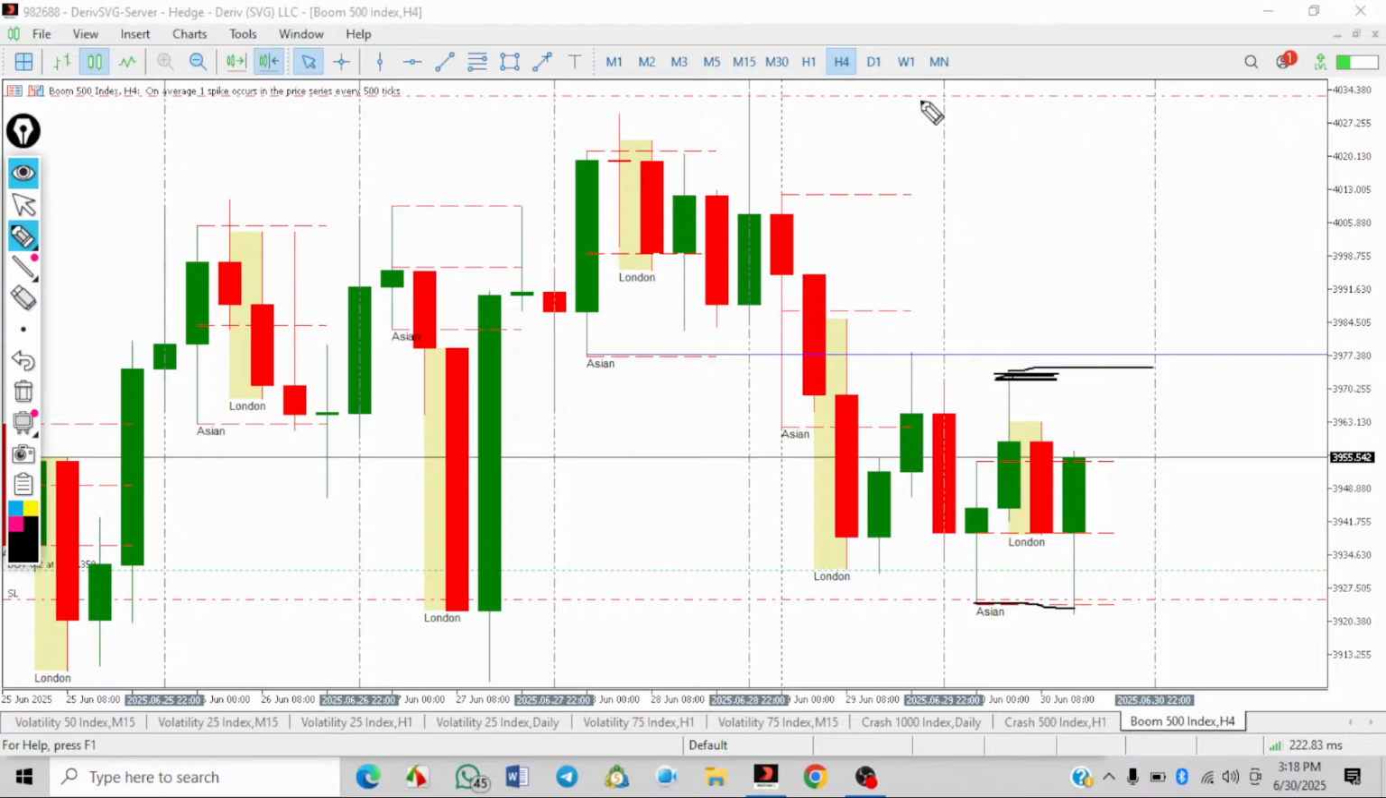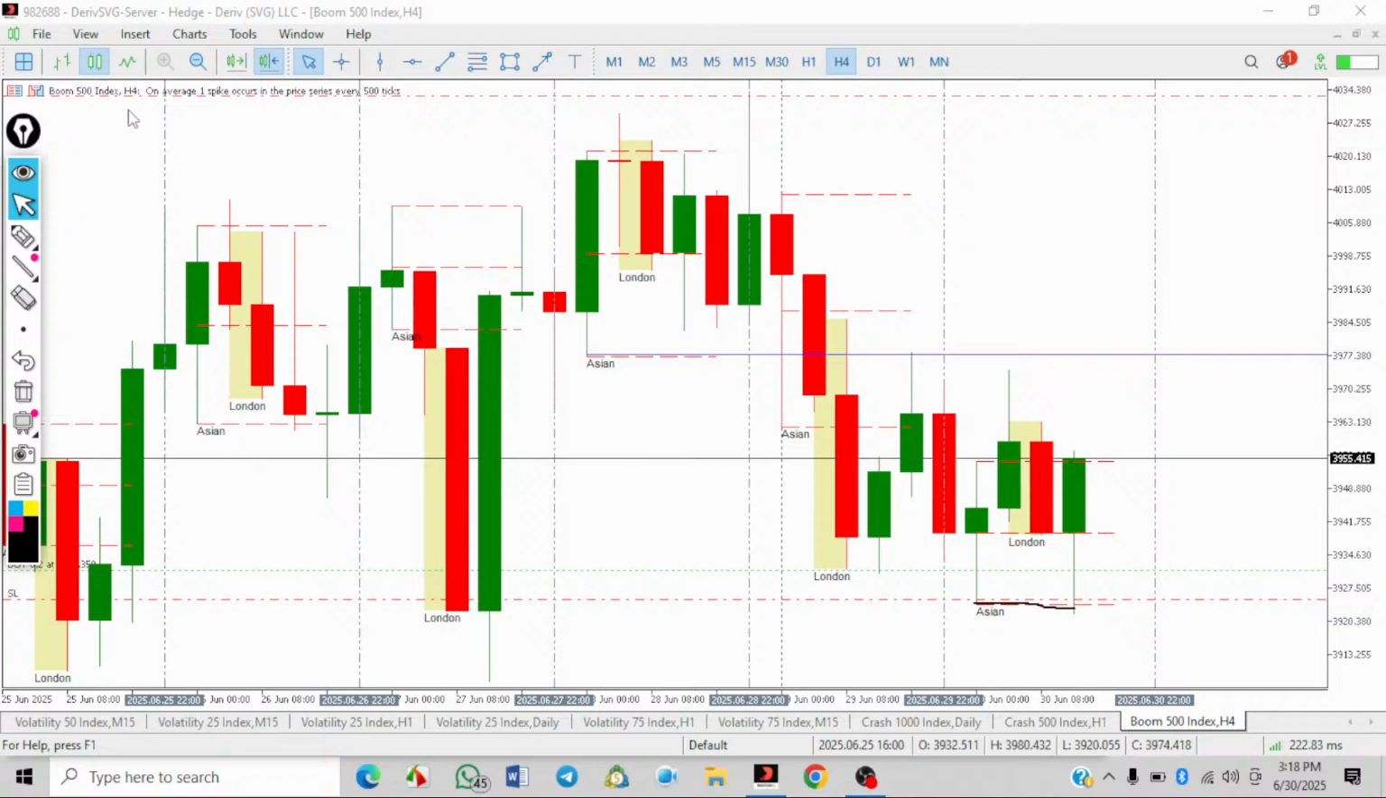So my take profit here is long term, but my short term draw on liquidity is this high. So that is how you put into consideration and determine your draw on liquidity when trading CRT.